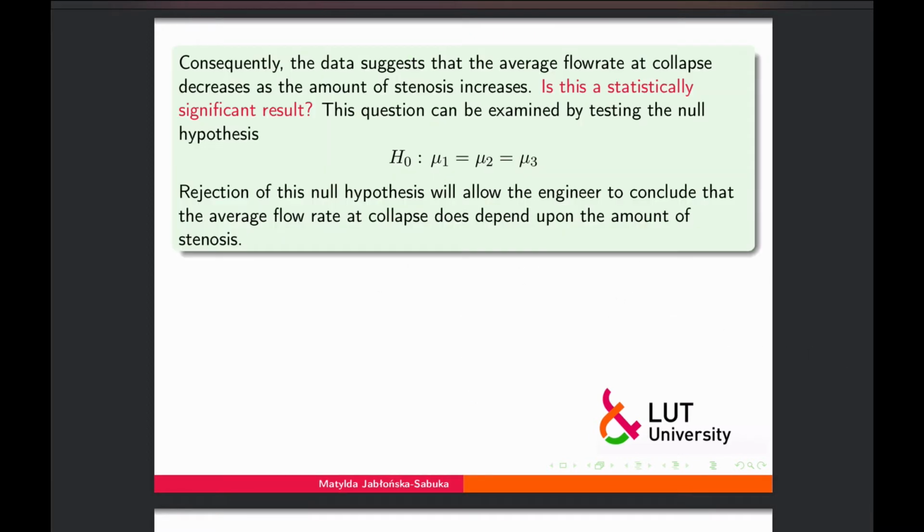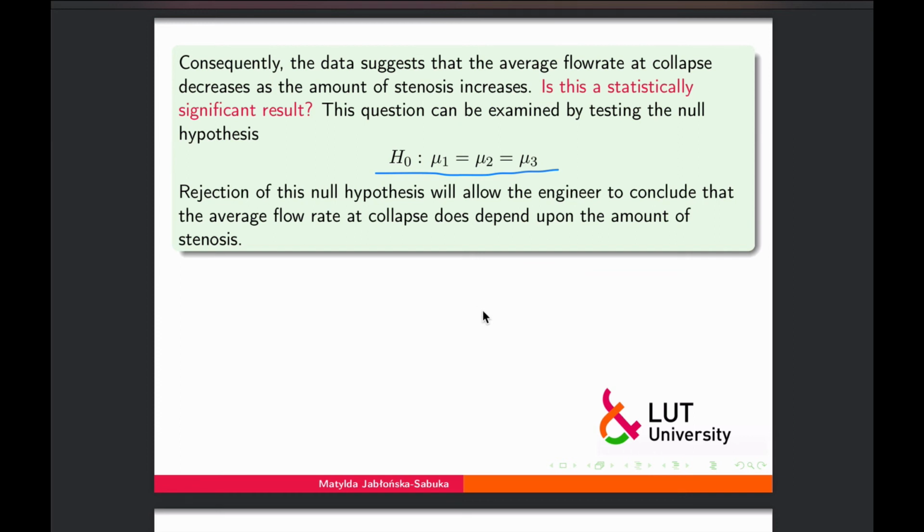So consequently, the data suggests that the average flow rate at collapse decreases as the amount of stenosis increases. But is it a statistically significant result? So this question can be examined by testing the null hypothesis of equality of the mean values. And then if we were to reject the null hypothesis, that would allow the engineer to conclude that the average flow rate at collapse does depend upon the level of stenosis.